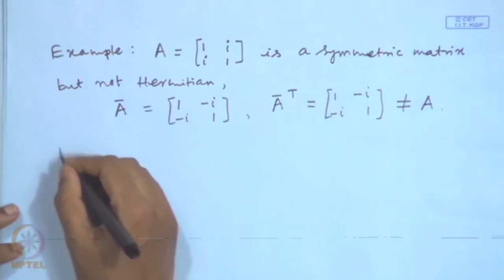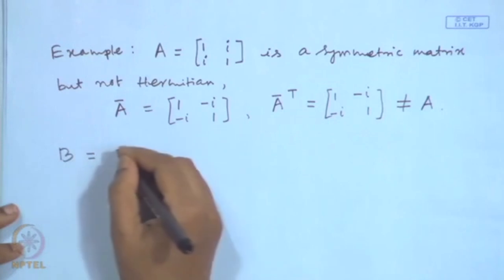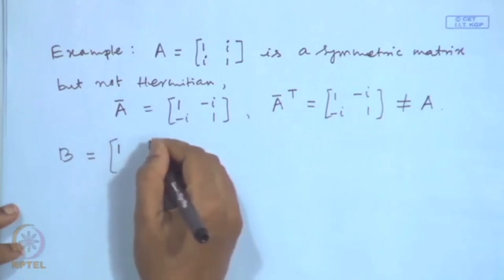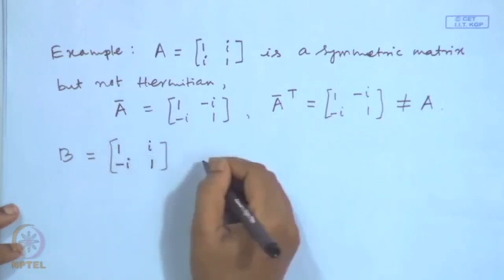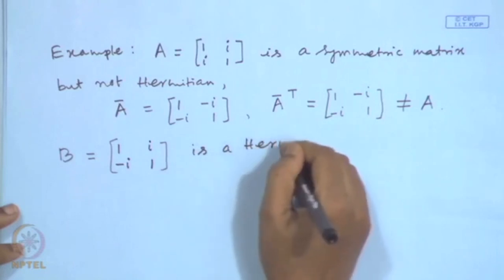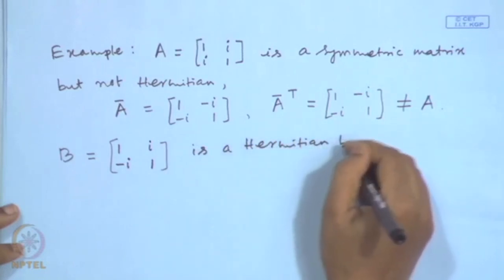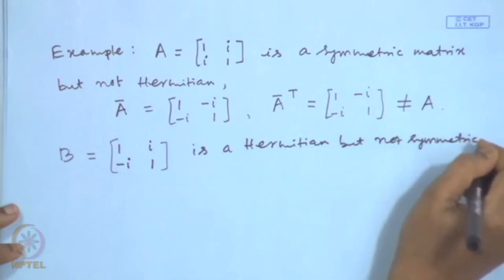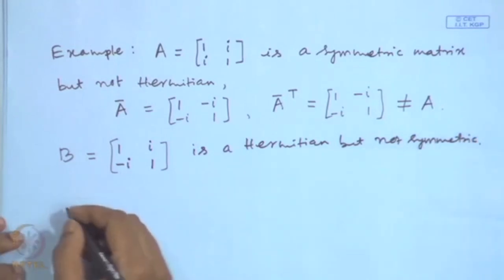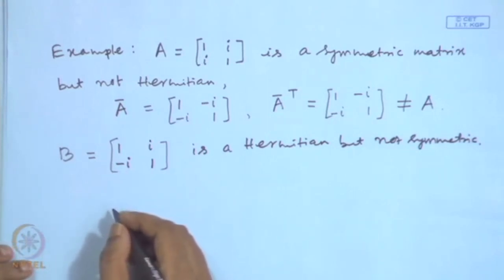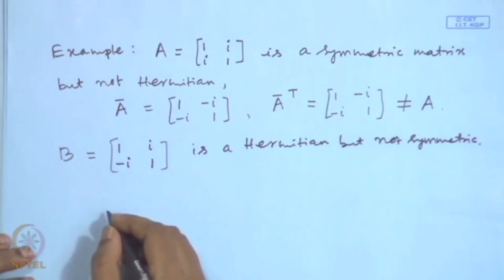On the other hand, let us take this matrix B with entries 1, i, minus i, 1. This is a Hermitian matrix, Hermitian but not symmetric. So in the complex case, matrices may be symmetric but not Hermitian, and some matrices may be Hermitian and not symmetric.